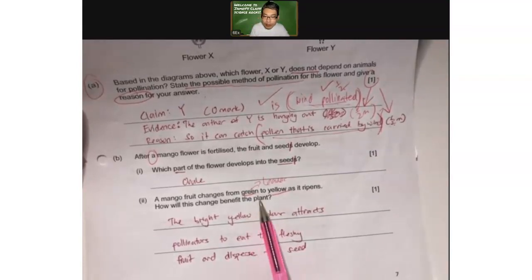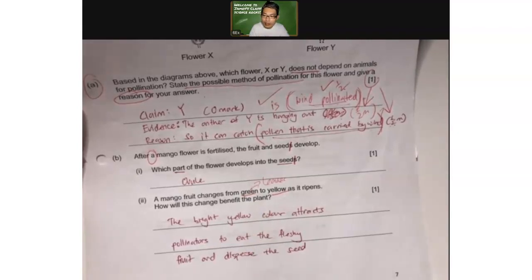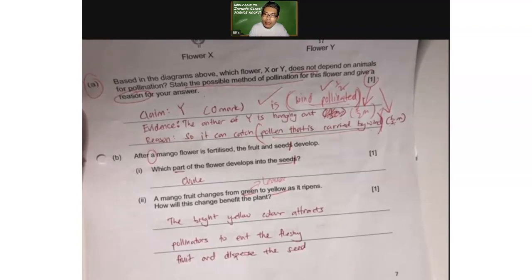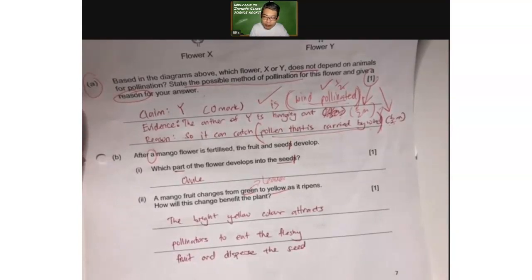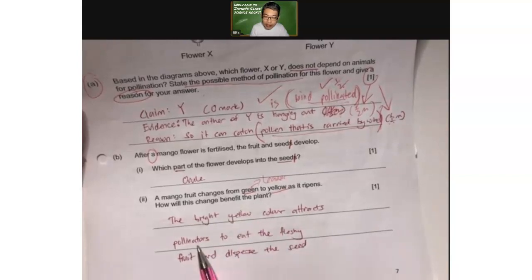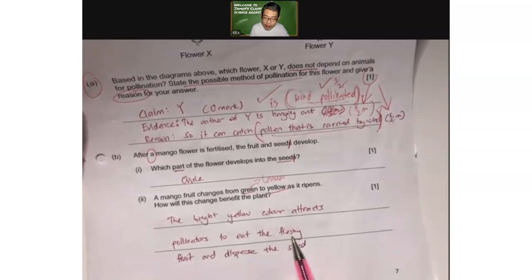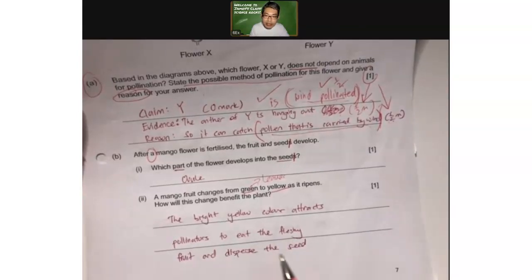So this will benefit the plant, because the plant wants to have the seed dispersed, so the seed can germinate, can grow, and can continue its kind so it doesn't go extinct. So that benefits the plant. The bright yellow color attracts animals to it. Why is it a benefit? So they can eat the fleshy fruit and disperse the seed.